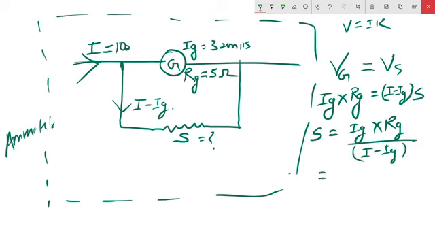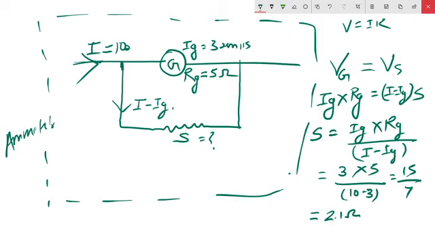Now putting in all the values as given in the question, Ig is taken as 3, Rg is taken as 5, I minus Ig is nothing but 10 minus 3, which gives 15 by 7. If you calculate, it will give you roughly 2.1 ohms. So a shunt of 2.1 ohms, when we connect it in parallel with the galvanometer, will work as an ammeter.